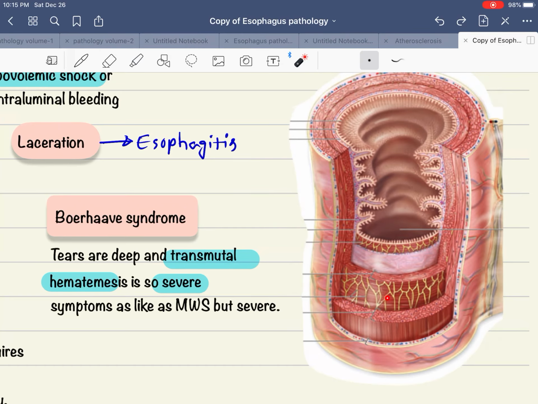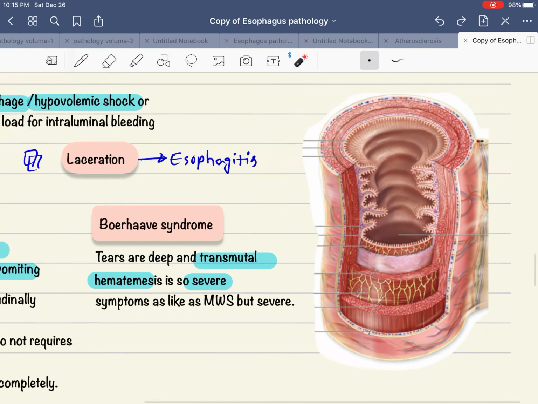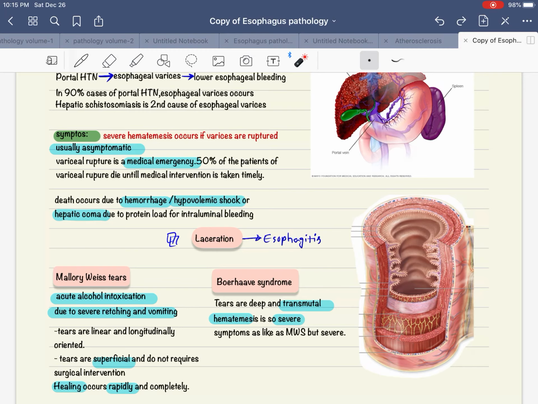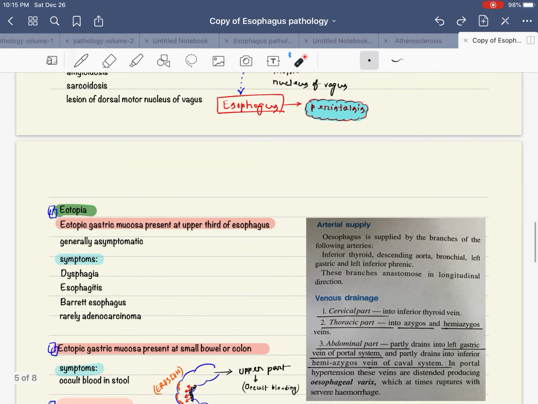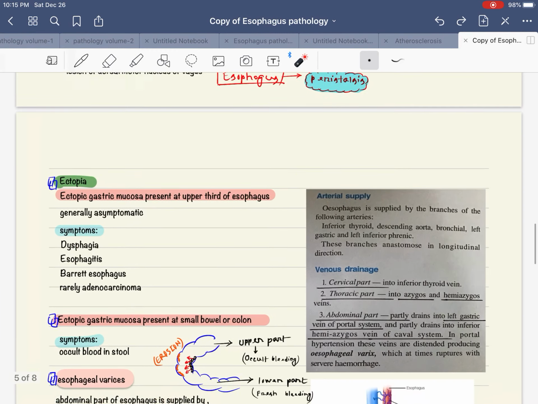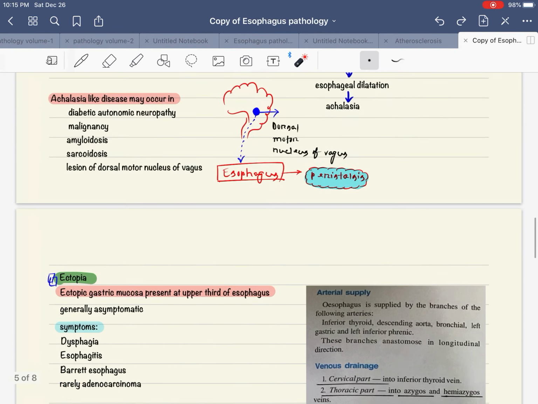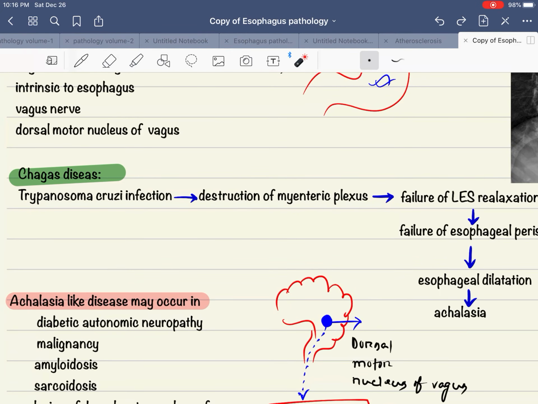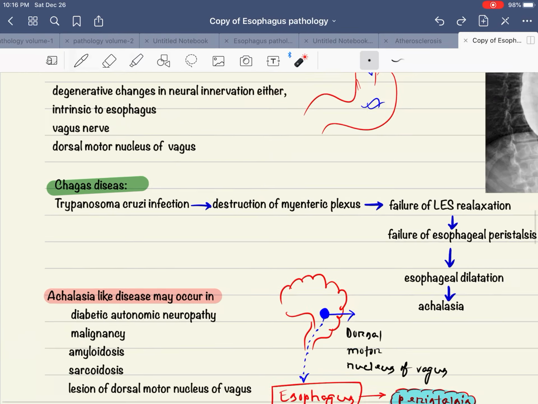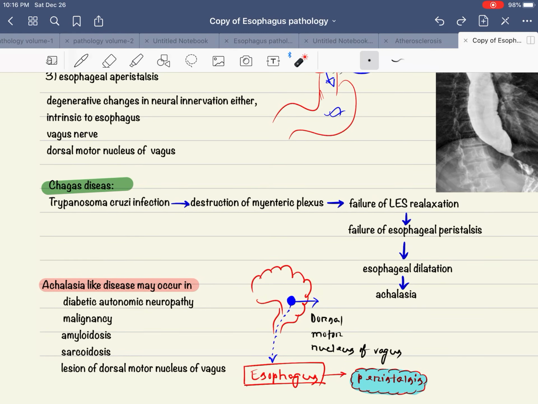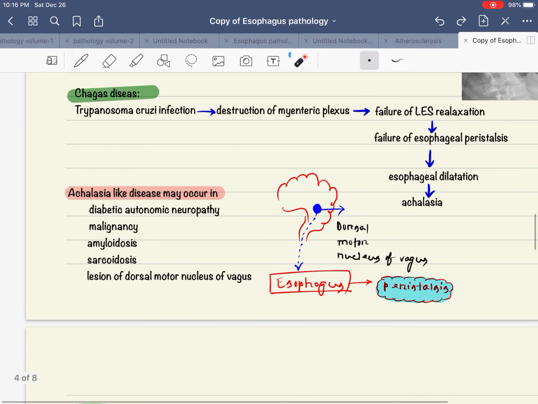So if the myenteric plexus is hampered by this microorganism, Trypanosoma cruzi, then your esophagus, that means your lower esophageal sphincter, cannot relax. That's why the food cannot move downward into the stomach. That means it will cause the same features as achalasia.